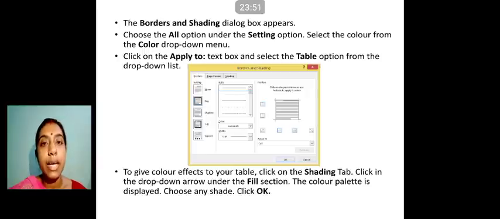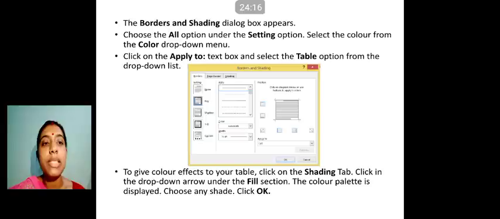If you select None, no border will be there, because on the top you can see Border, Page Border and Shading is given. So we are not talking about the page right now. We are talking about the table, so the border of the table. Borders None means no border. Then Box means a box kind of thing will appear only outside.